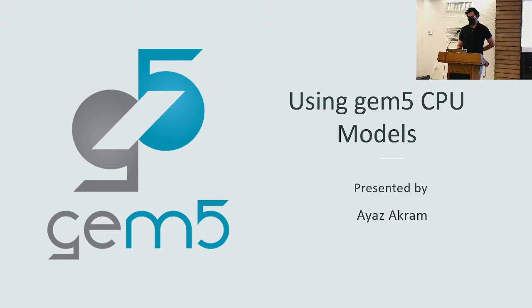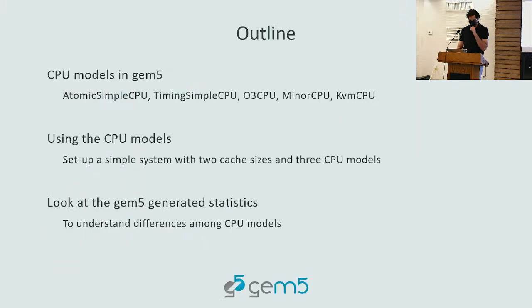Okay, so what we're gonna do in this session is that we'll first briefly talk about what are different kinds of CPU models that are supported in gem5 today. We'll cover some background and then we'll go to how to really use those CPU models. And finally, we'll look at some of the statistics that are generated once you run those CPU models to basically try to understand what are the differences of those CPU models. So first, let's go to the background of the CPU models. It's probably not going to be an exhaustive list of CPU models, but we're going to cover the most important ones.